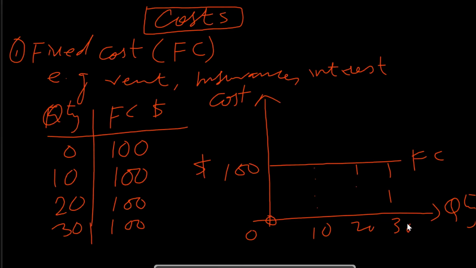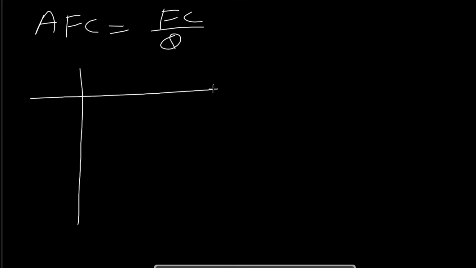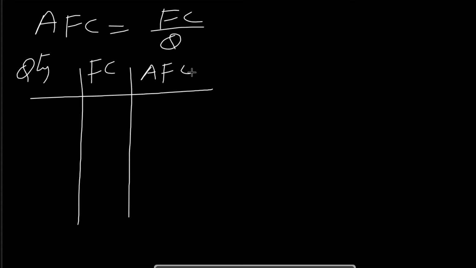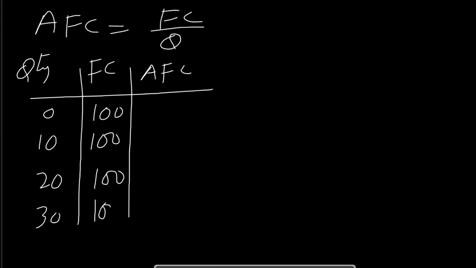And coming to the next cost, that is average fixed cost. Average fixed cost is fixed cost divided by quantity produced. We can see that average fixed cost will continuously fall if we keep increasing our level of output. If we have output or quantity produced and we have some fixed cost, we can find average fixed cost. Let's say our output is zero, total fixed cost is $100, and if output increases to 10, fixed cost remains the same. Output increases to 20, fixed cost again remains the same. Output increases to 30, fixed cost remains the same.